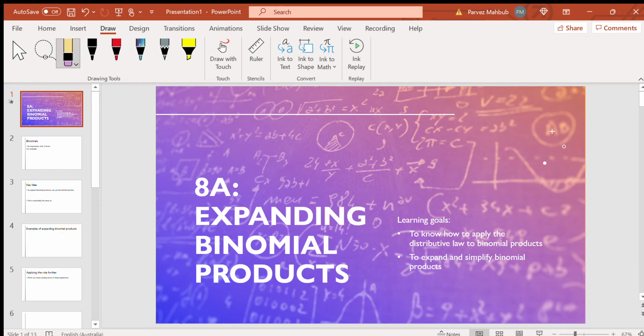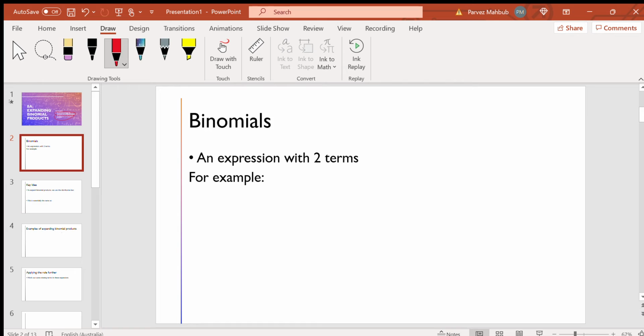Hello everyone, today we'll be learning how to expand binomial products. Our learning goals for today are to know how to apply the distributive law to binomial products and to expand and simplify binomial products. So what's a binomial?